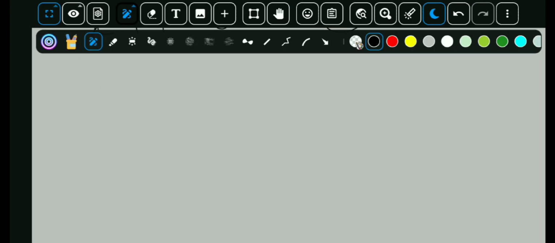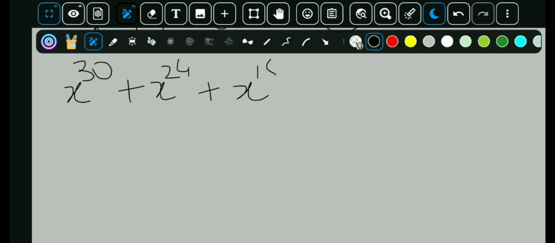Now moving to the equation which was asked, x raised to the power 30 plus x raised to the power 24 plus x raised to the power 18 plus x raised to the power 12 plus x raised to the power 6 plus 1, we have to find the value of this equation. Now from what is known, we can try to take out x to the power 6 plus 1 as a common factor from this equation.